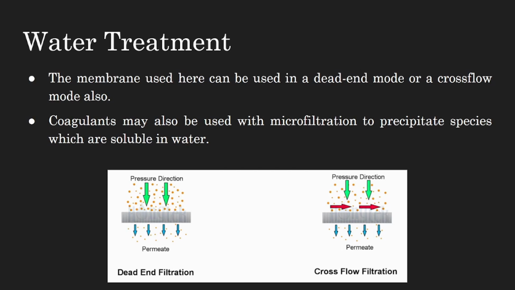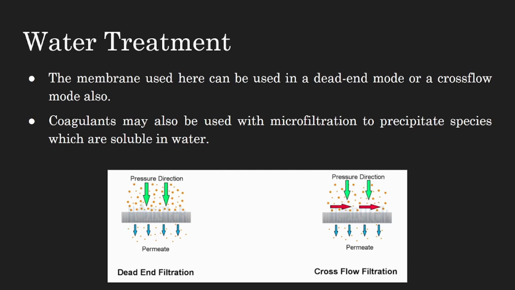In cross flow mode, the flow is parallel to the membrane, while a pressure is applied across it. The pressure causes the filtered permeate to pass through the membrane. The retained particles in this case are washed away by the flowing feed.